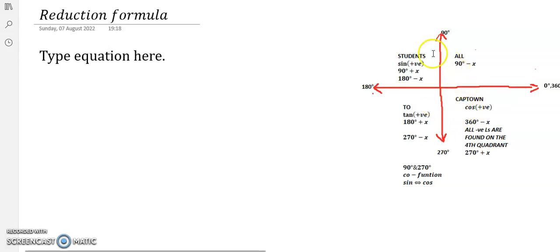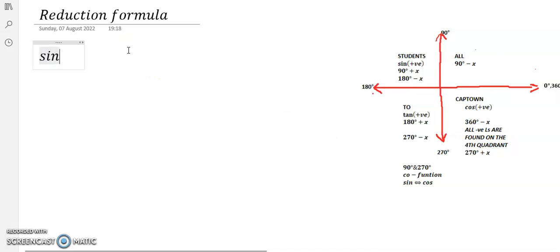Okay guys, let's take some examples. Pardon, I almost forgot. On 90 degrees and 270 degrees, we also have cofunction. Cofunction goes like this: sine becomes cos and cos becomes sine, or vice versa. Okay guys, let's have this one.